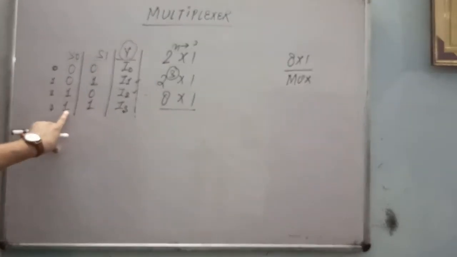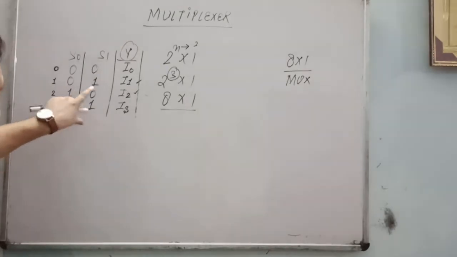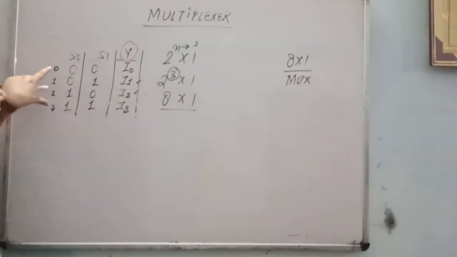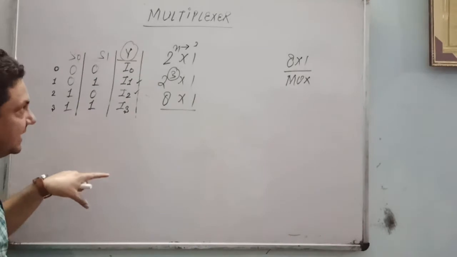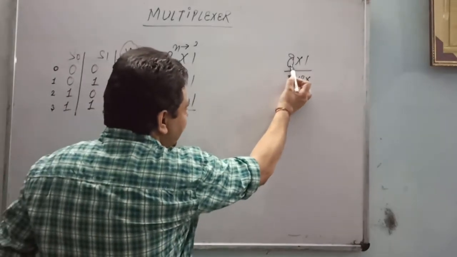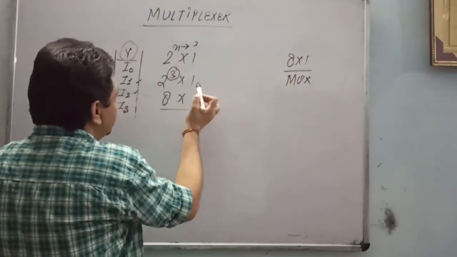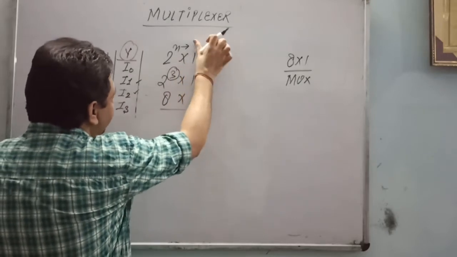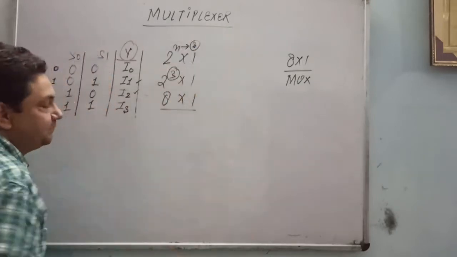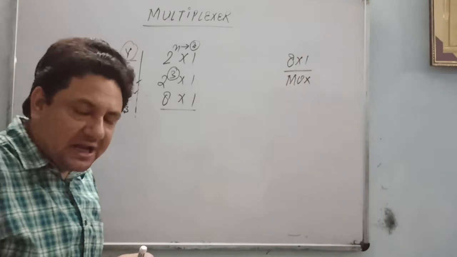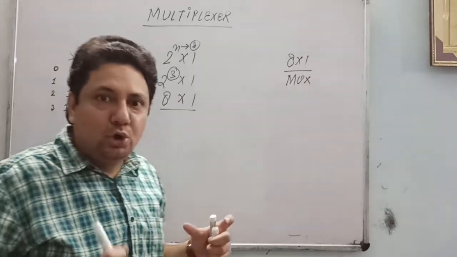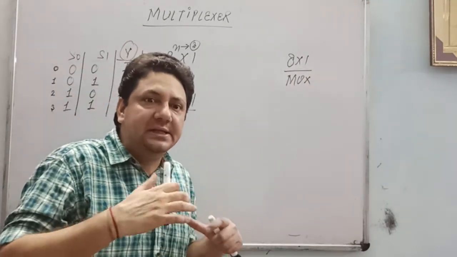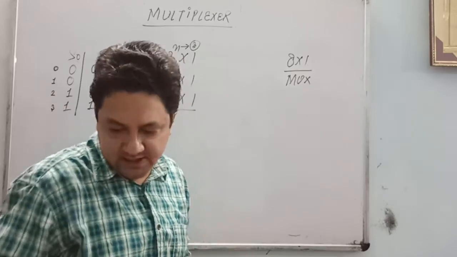So the truth table accordingly will be increased. This truth table I have constructed for 2 selection lines. But here, we have 8 input lines and 1 output line. So we have to construct the selection lines for 3. Understand? So 3 selection lines will be capable of selecting the 8 distinct input lines.